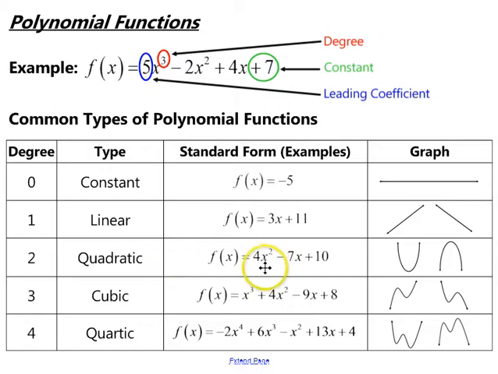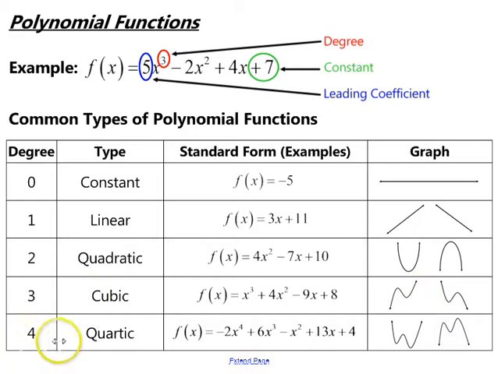And you'll have an equation with the highest exponent of 2. So you'll have an x squared term. Your graph will be a parabola that either opens upwards or opens downwards. If you have a degree of 3, it's called a cubic function, and your highest exponent is going to be a 3. So you'll have an x cubed term, and that's going to look like a sideways S. So it can go from down to up or up to down.